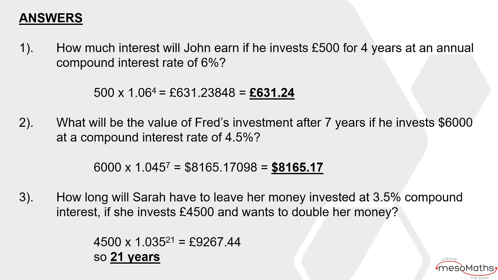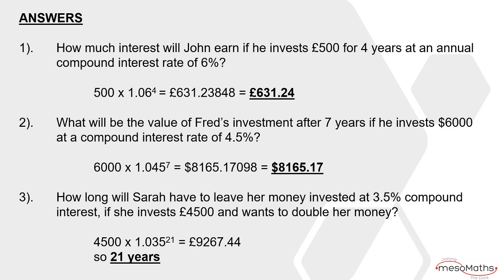Question 2, what will be the value of Fred's investment after 7 years if he invests $6,000 at a compound interest rate of 4.5%? So 6,000 multiplied by 1.045 to the power of 7 gives you 8,165.17098. Again, this needs rounding to 2 decimal places, but the second decimal place doesn't change this time because the number after it's a 0.